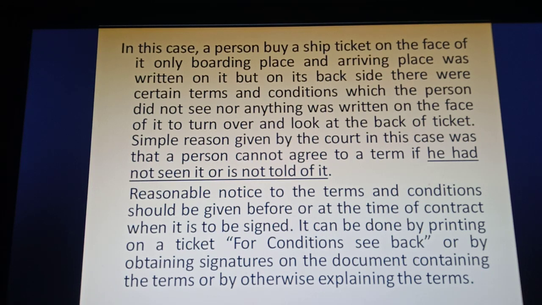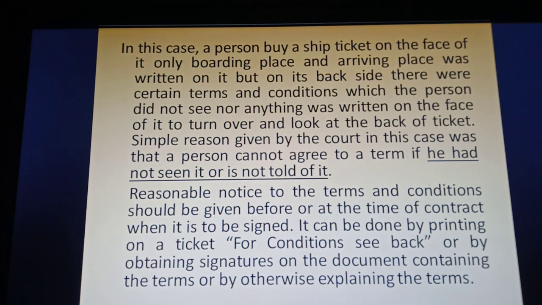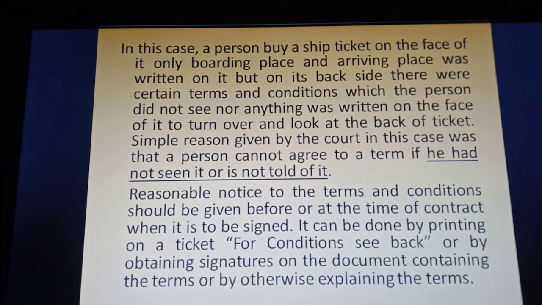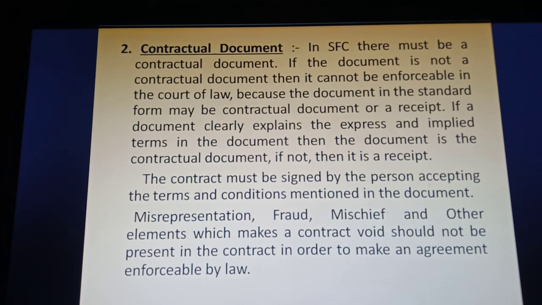So, reasonable notice of the terms and conditions should be given before or at the time of contract when it is to be signed. How can it be done? It can be done by printing on a ticket 'for conditions see back', or by obtaining signatures on the document containing the terms, or otherwise by explaining the terms to the other party to the contract. So reasonable notice can be given in such ways.